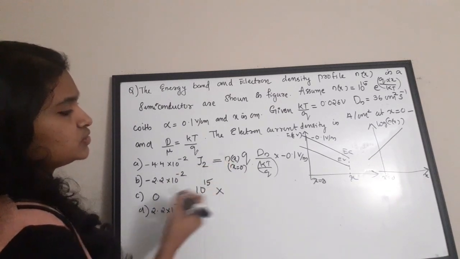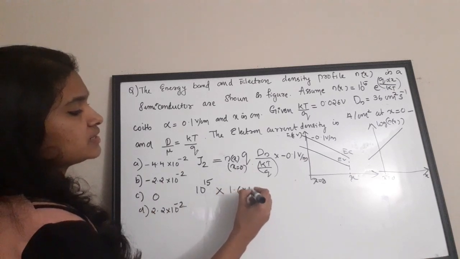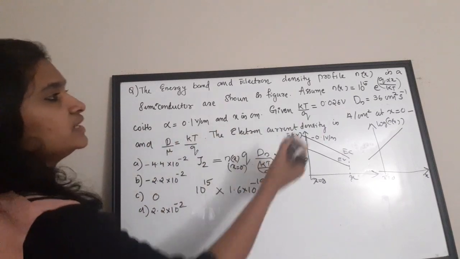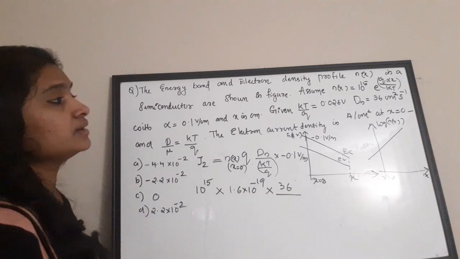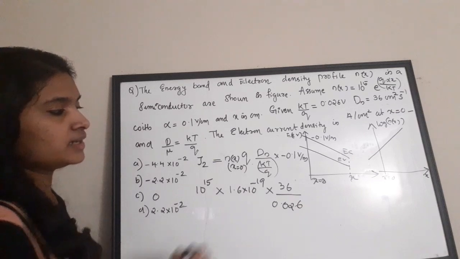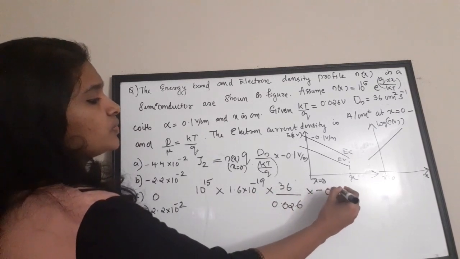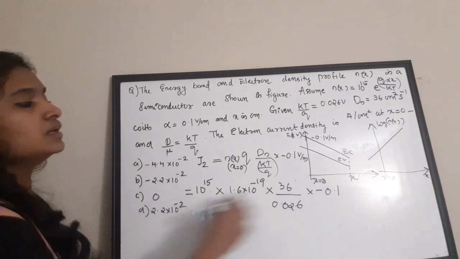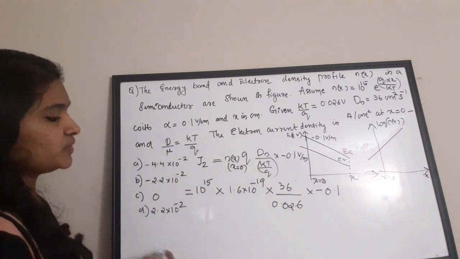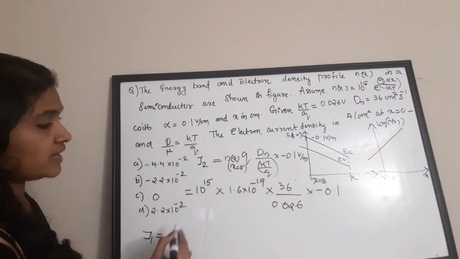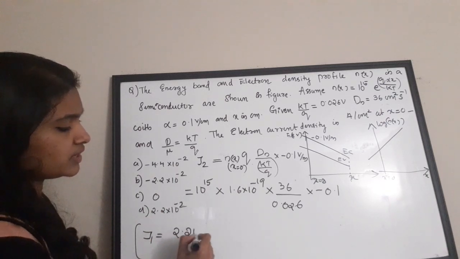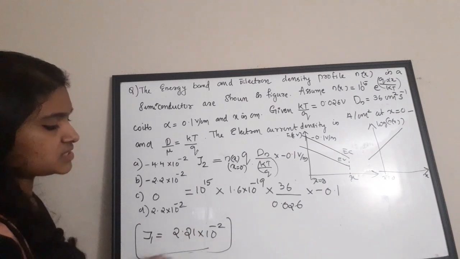Now, 10 raised to 15 into q, which is 1.6 into 10 raised to minus 19, into Dn. What is the value of Dn? It is 36. 36 by kT by q, which is 0.026, right, into minus 0.1. Okay, so all values we have substituted. So this is your J2. Earlier I obtained the current density due to diffusion as 2.21 into 10 raised to minus 2, right? So this was our earlier value.